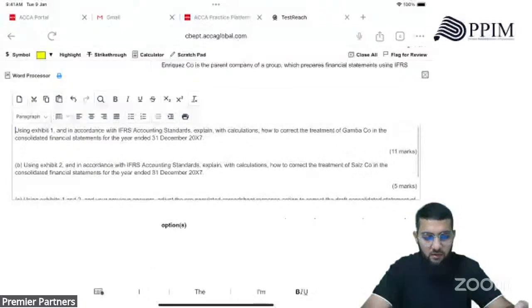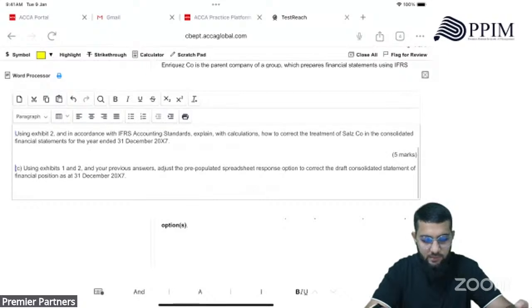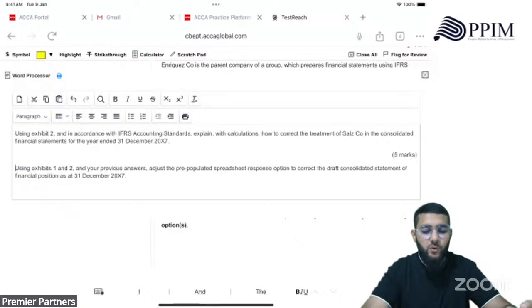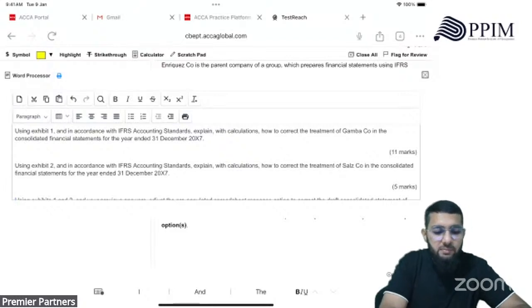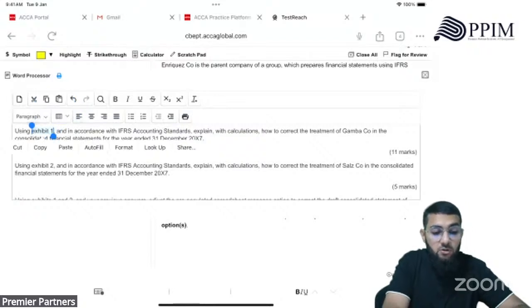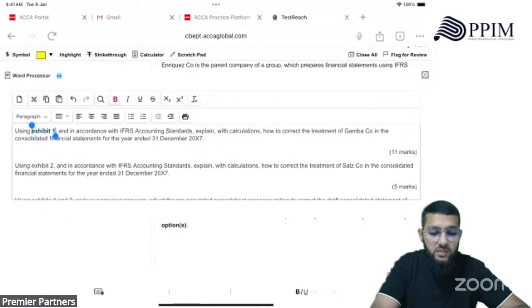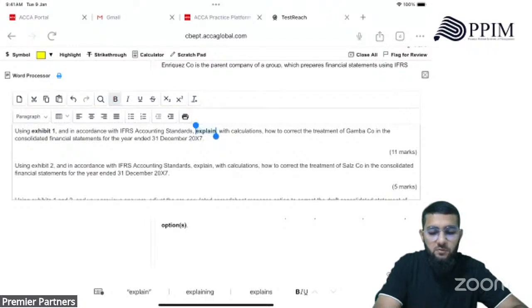So section A, section B, section C. Okay, there are 3 requirements: requirement A, requirement B, and requirement C. Now requirement A says using exhibit 1. So you highlight that. You need to know that when they are specifically asking you to use a particular exhibit, you're not supposed to use any other exhibit. So you highlight what is important. And in accordance with IFRS accounting standards, explain with calculations how to correct. So we'll quickly highlight the requirements.